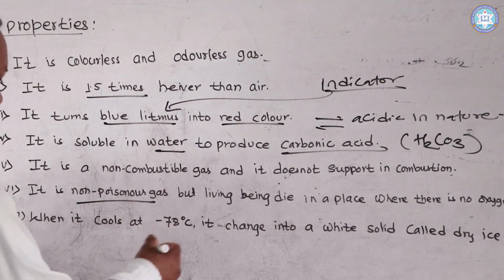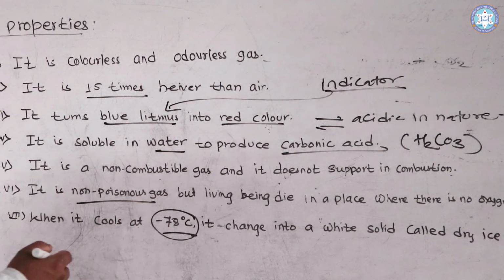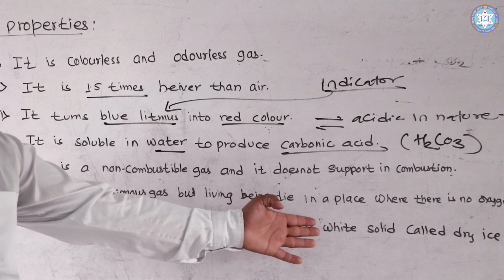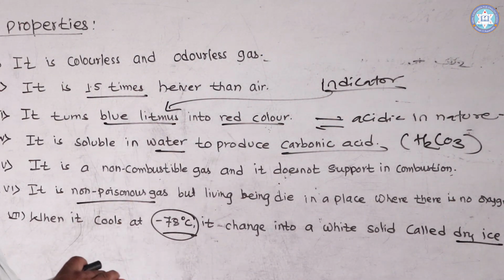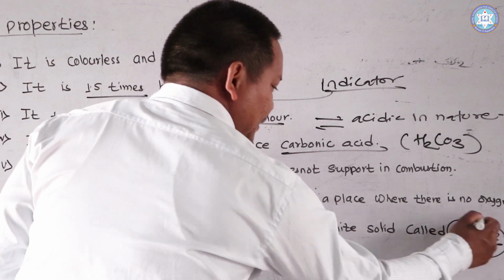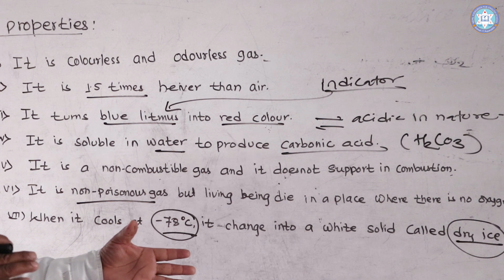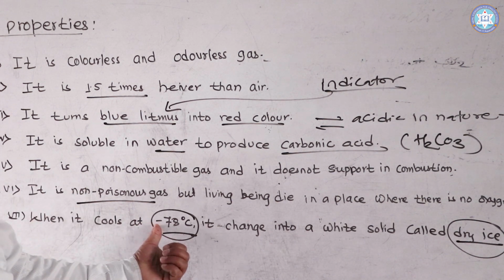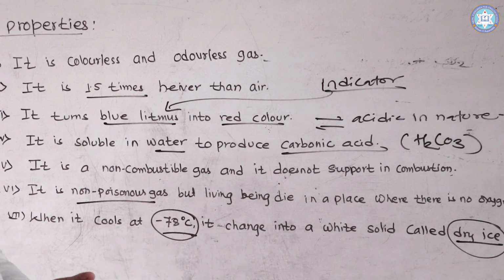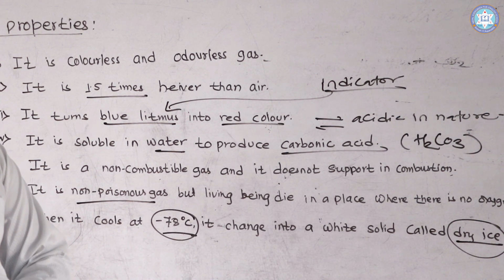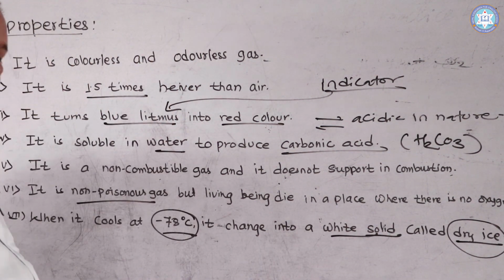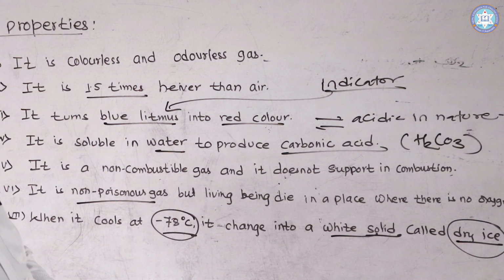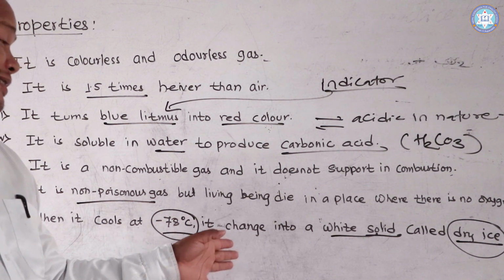When it cools at -78 degrees Celsius it changes into a white solid called dry ice. Ice भन्ने टर्म त हामी सुनिरहेको हो. There is a dry ice. Okay? हामीले जब कार्बन डाइअक्साइड ग्यासलाई चिसाइरहन्छ, at -78 degrees Celsius the gaseous form of carbon dioxide is changed into solid. White solid, and this solid form of carbon dioxide gas at -78 degrees Celsius is called dry ice.